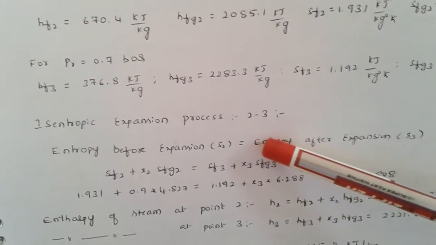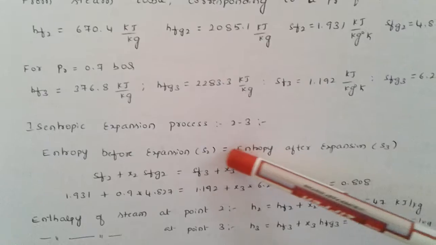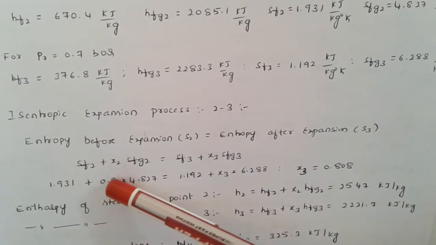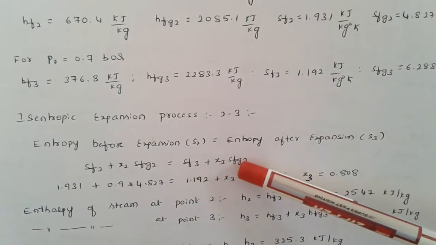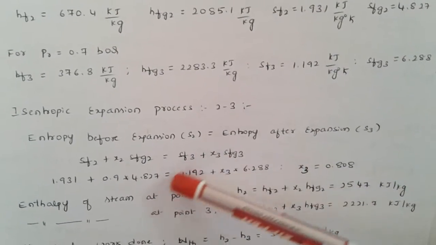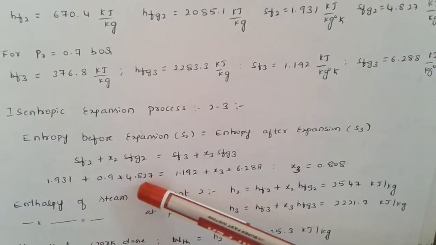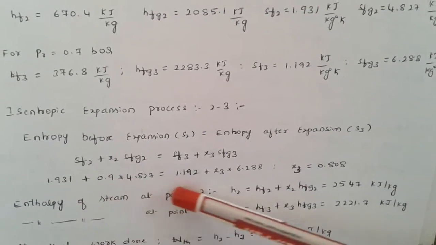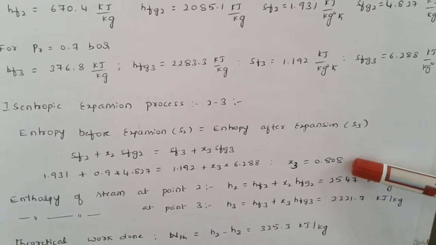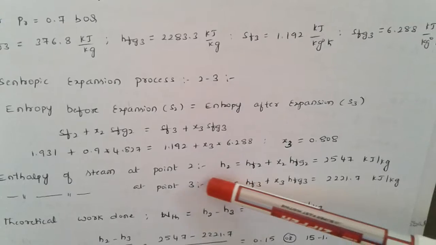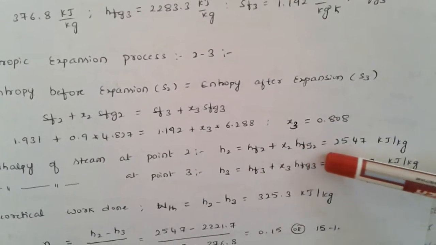Okay, for the isentropic expansion process 2 to 3, SF2 plus X2 into SFG2 is equal to SF3 plus X3 into SFG3. Both are in wet condition. Then we substitute X2 as 0.9 with the SF2 and SFG2 values, and find the value of X3. X3 becomes 0.808.